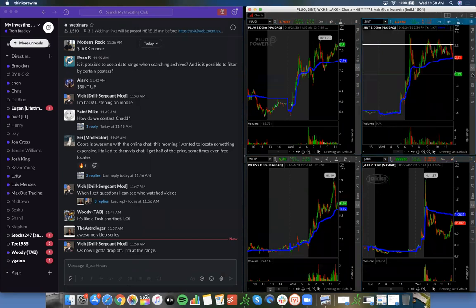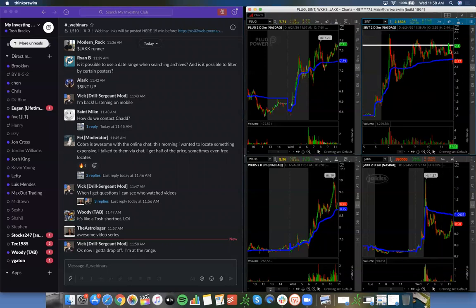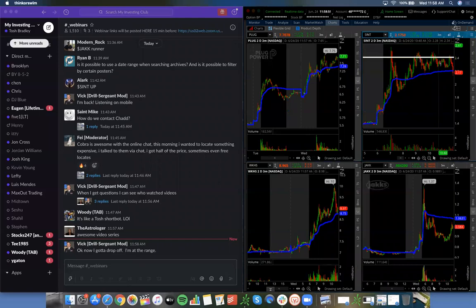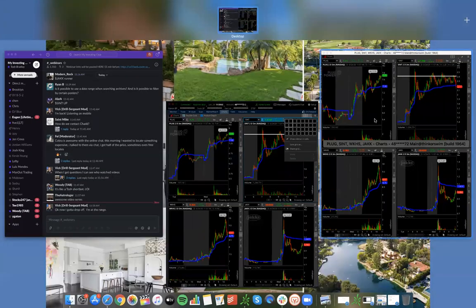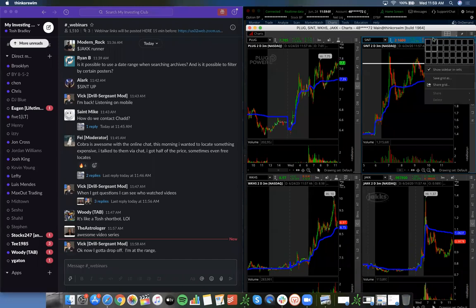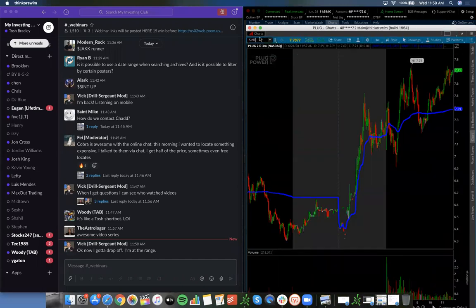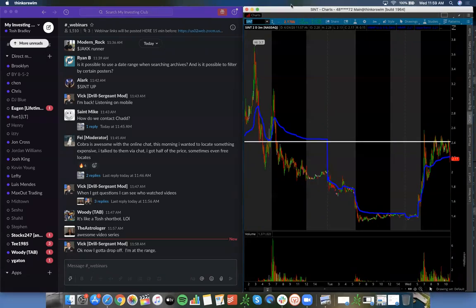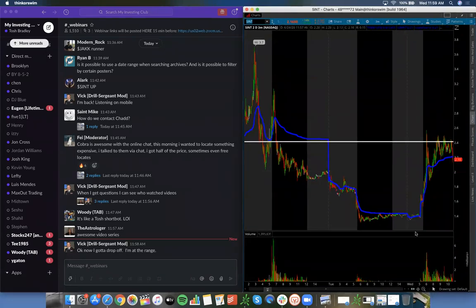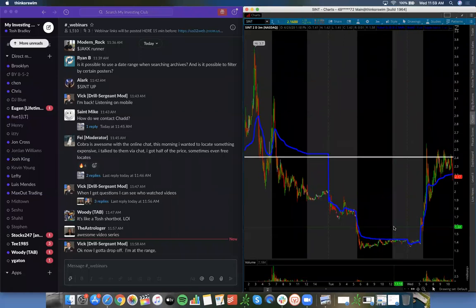Does the accelerator course teach fundamentals? It teaches the basics of it. It does not go into full detail because that would be an entirely different course. And we already have that in the fundamental series. It gives you the framework and the foundation to be able to understand what you're looking at, but it does not go into hours and hours and hours of detail on fundamental analysis.